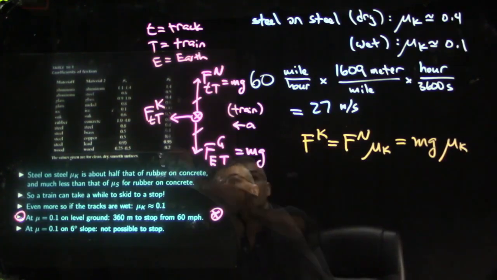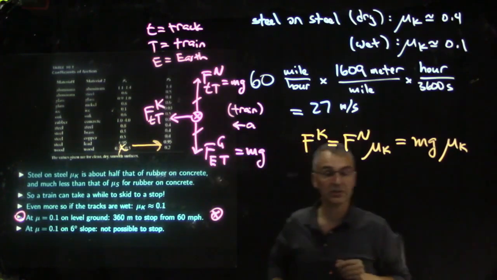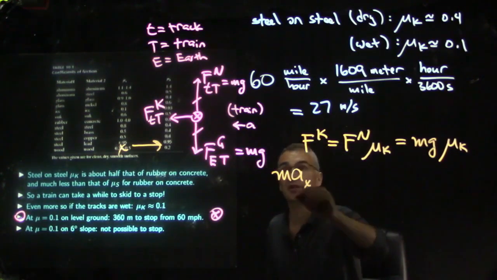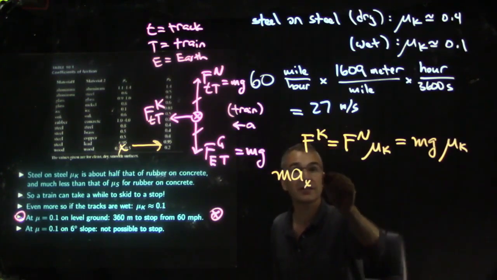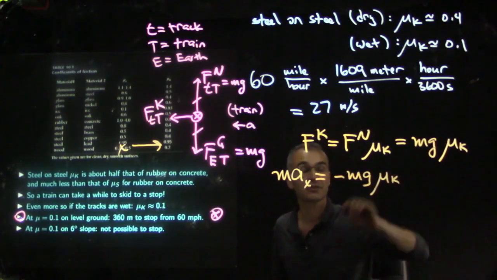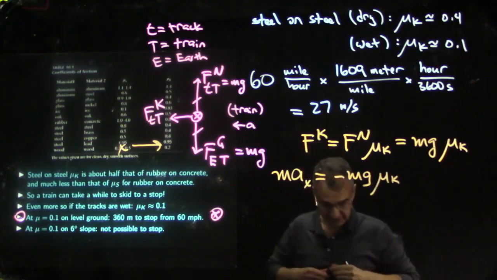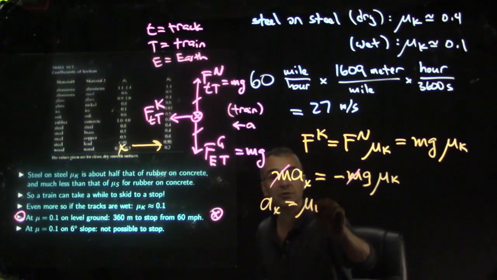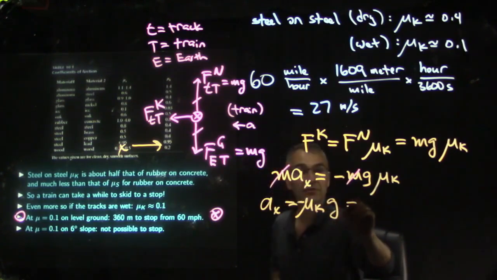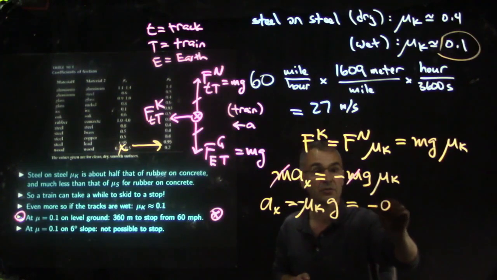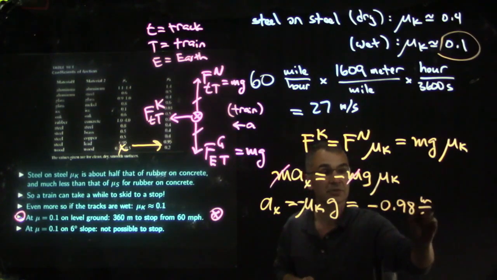Okay, and let's say that this is our x-axis pointing to the right. So we have the mass of the train times a sub x of the train. So it's accelerating to the left. That's in the minus x direction. So this would be minus mg times the coefficient of kinetic friction. So then you see the m cancels out, and we get a sub x equals minus mu kinetic g. So if mu kinetic is 0.1 here, then this would be minus 0.98 meters per second squared.